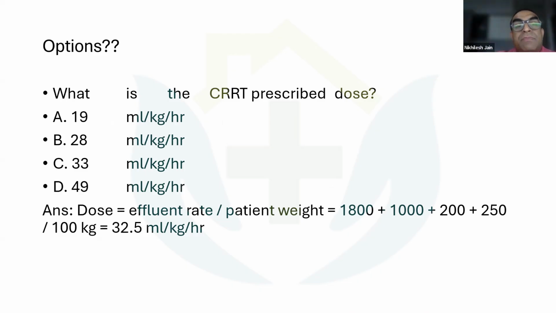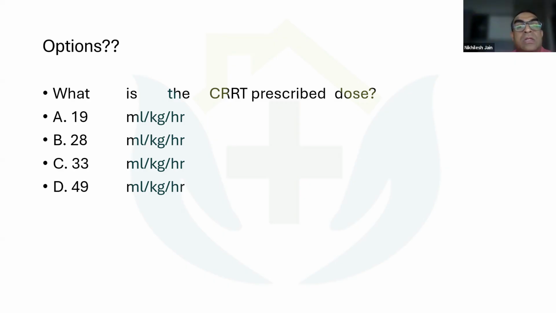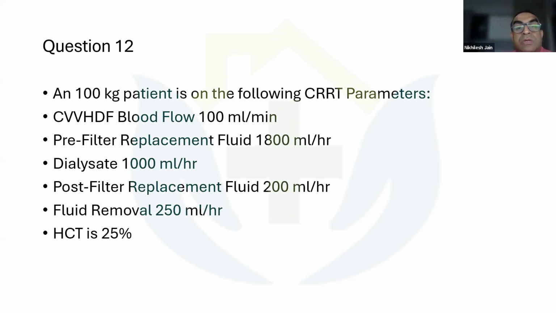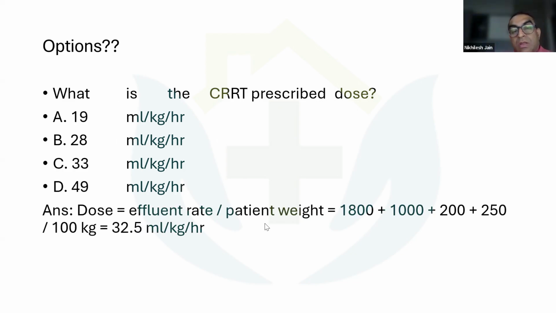Dose is defined by effluent rate divided by the patient weight. Here, if you look at the equation, it is 1800 plus 1000 plus 200 plus 250, divided by the weight of the patient, that is 100 kg. And this is how the variables work. So this is for the CRRT prescribed dose.